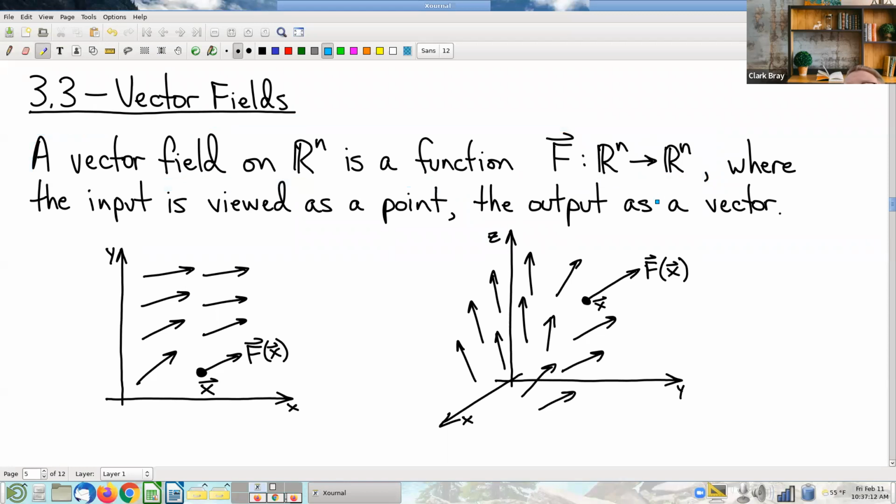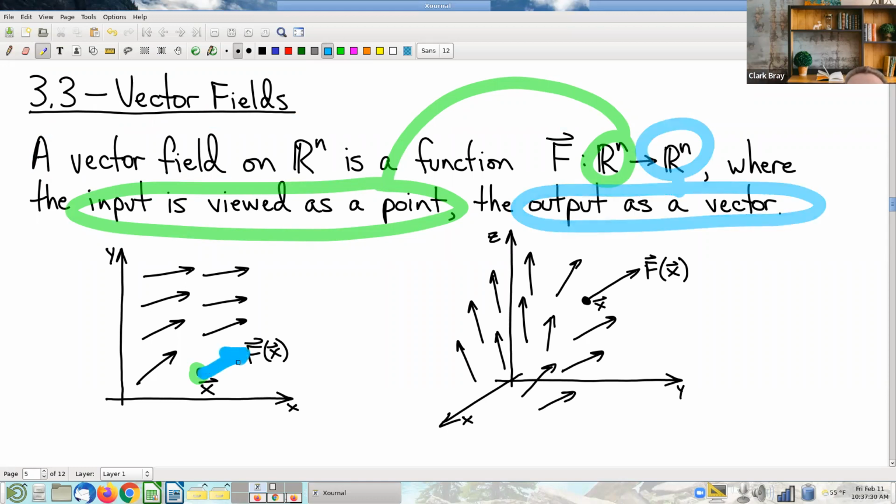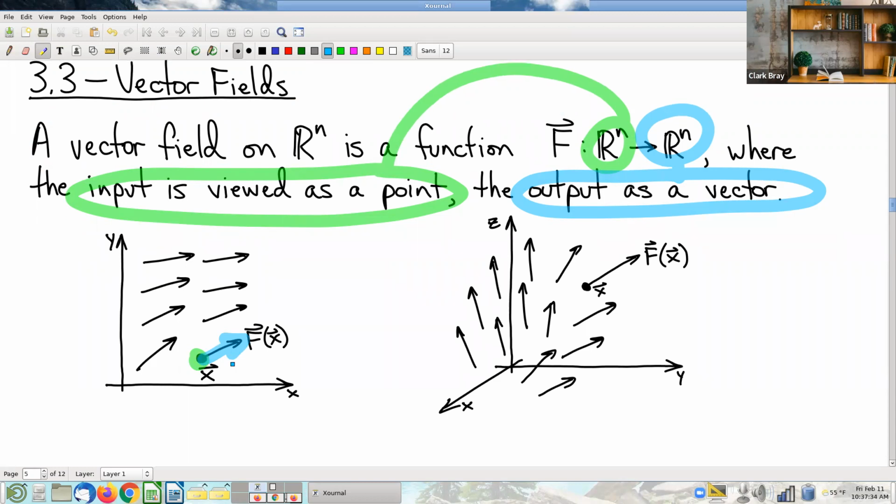So in particular, we're going to view the inputs as points, and we're going to view the outputs as vectors represented by arrows with their tails at that input point. That's how we're viewing it.